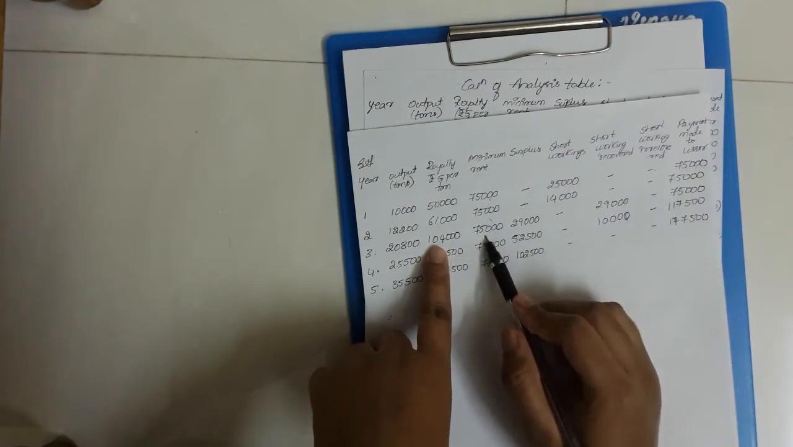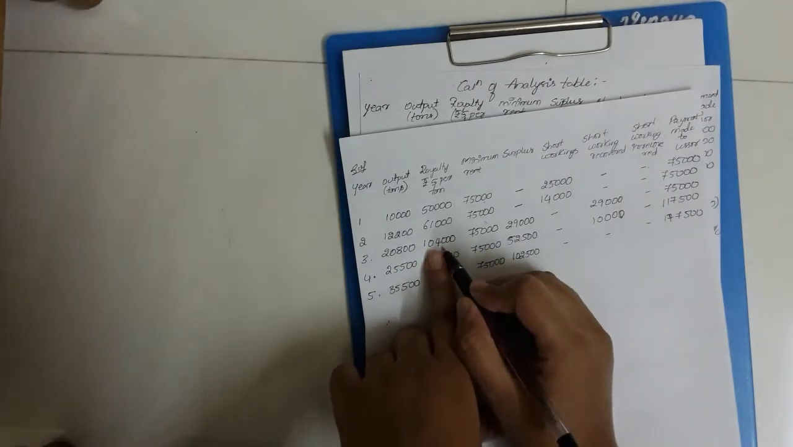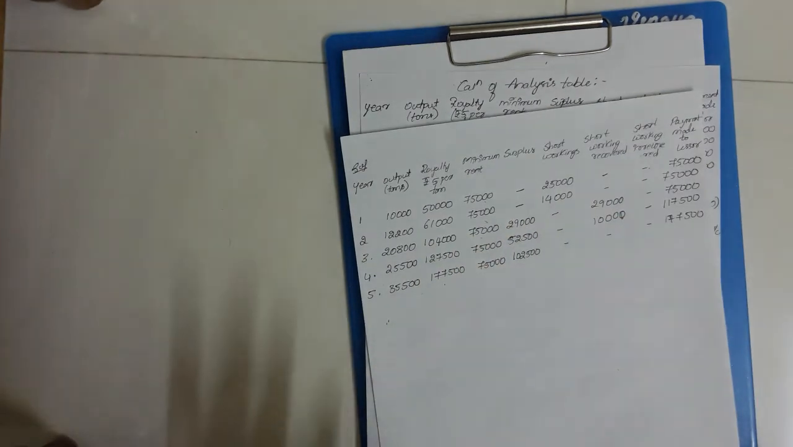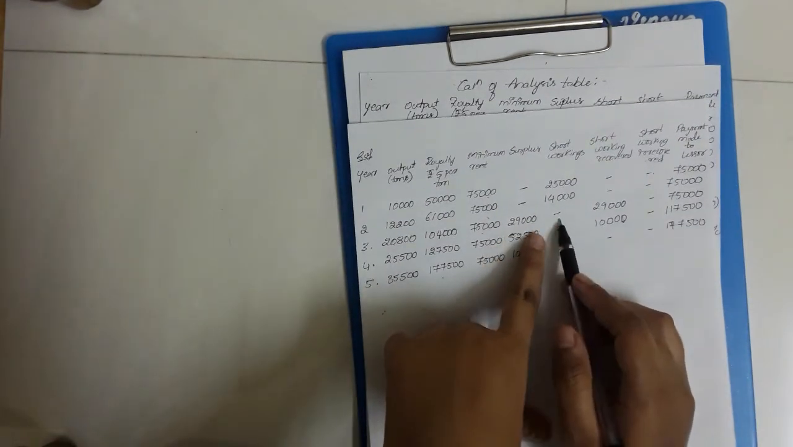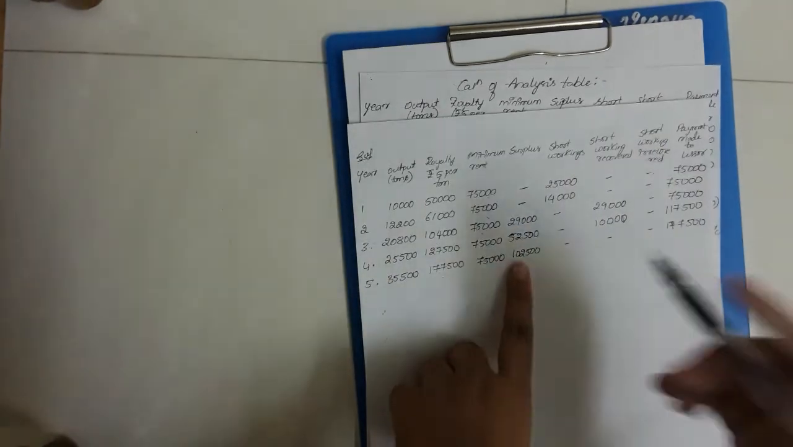Next year you have 1,04,000, but the minimum rent is 75,000. So what is the surplus value you have earned here? 1,04,000 minus 75,000, 29,000 surplus you have earned here. So there is no short workings, you have earned surplus. So what will you be doing with this surplus value?